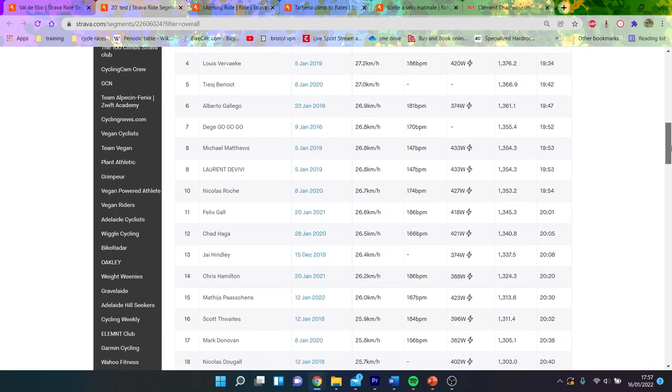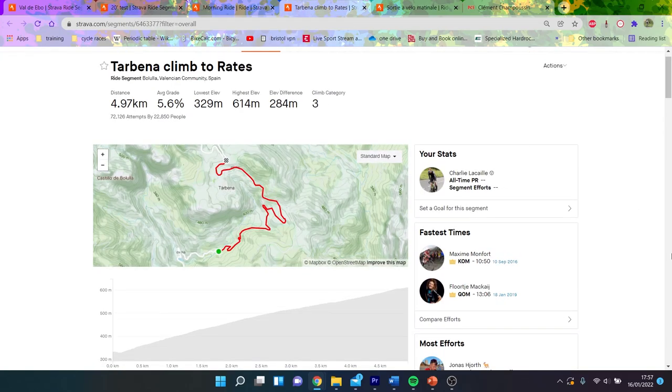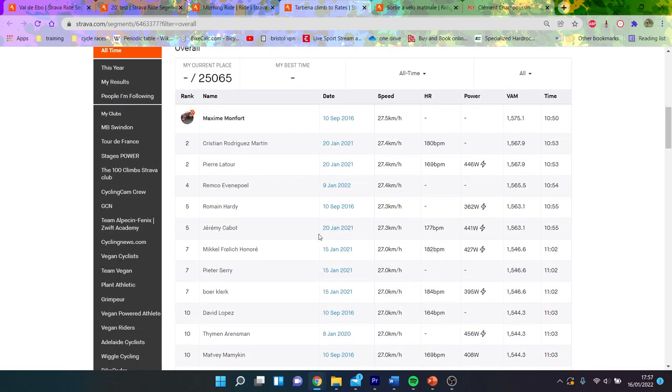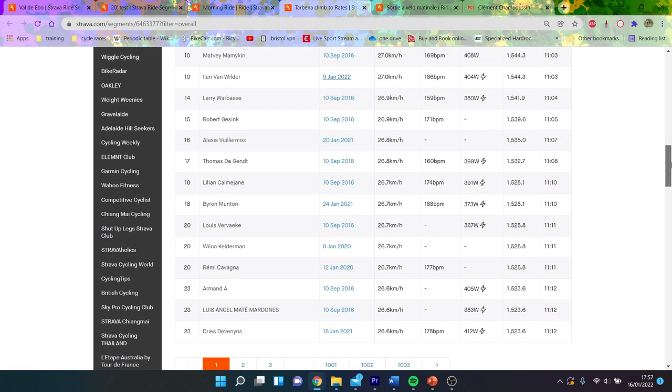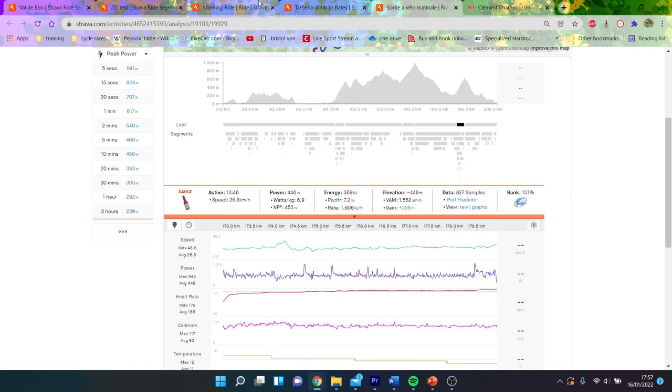You can see Jai Hindley's numbers as well. A lot of these are mainly the Sunweb boys who've done the tests up here. Tarbana climb to rats, you can see more people have done their efforts up here. So you can see Jeremy Cabot, Michael Honoré. But yeah, it's really impressive just to see how strong everyone is. And I think it's rare to see it.